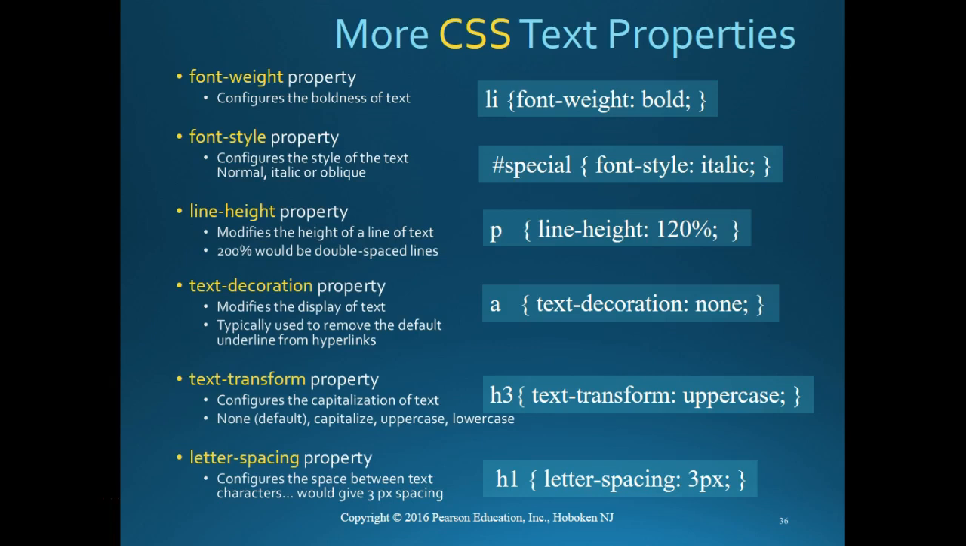The rule is uppercase. And then letter spacing configures the space between text characters. So that's kind of like tracking when you get a little bit of a white space or a lot of white space between individual letters. That individual code right there on our heading 1 would put 3 pixels of space between each letter.